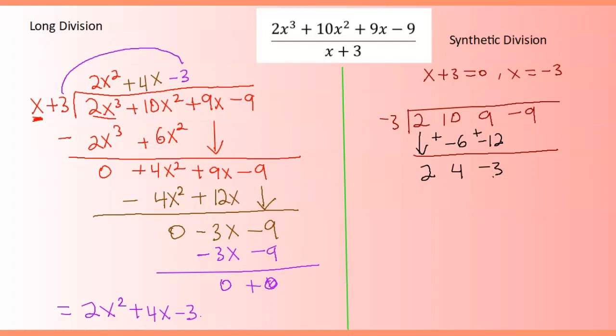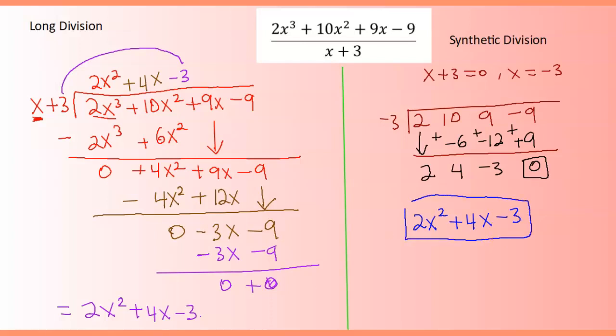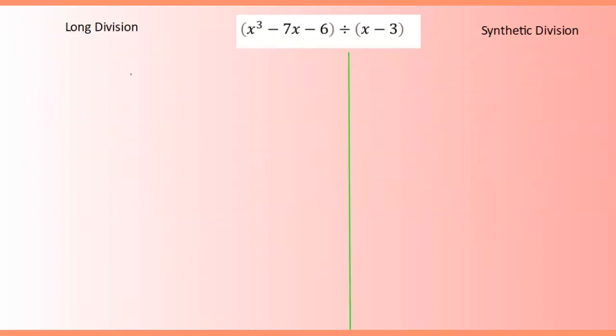You repeat the procedure again, you multiply. Negative 3 times negative 3 gives you positive 9, and you add them, and you get 0. So you got a remainder. Remember that it was a cubic. It was to the power 3, so we are reducing it by 1. So this is going to be 2x squared plus 4x minus 3. So we get the same answer as what we got here. All right, so we continue to do more, putting side by side the long division and synthetic.